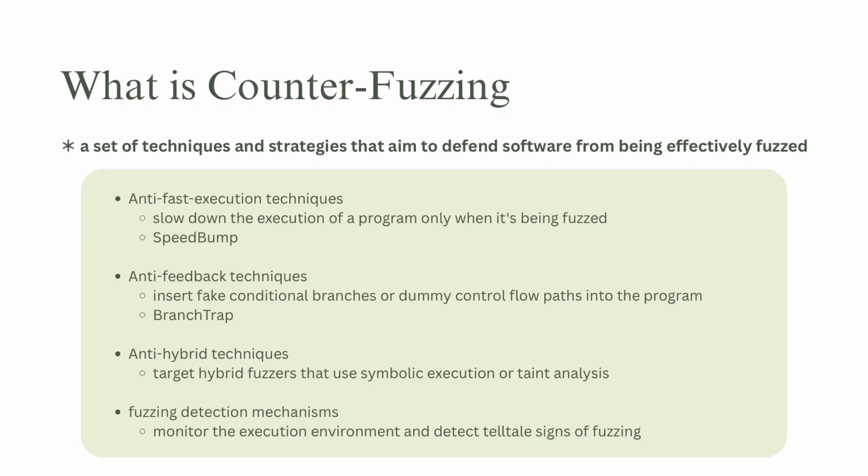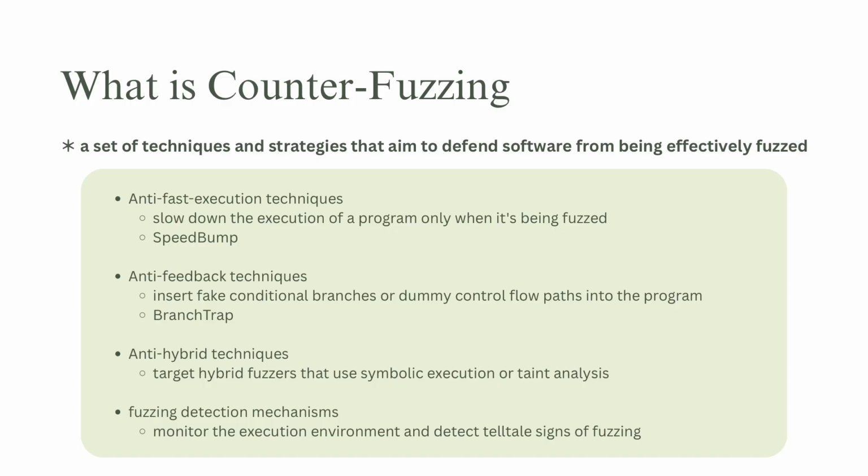While it's great for improving software robustness, attackers can also use fuzzers, especially advanced ones like AFL, HonggFuzz, or QSYM, to find previously unknown zero-day vulnerabilities in released binaries, particularly when the source code isn't available. This has created a new category of risks where even publicly distributed software becomes a target for black-box fuzzing attacks. This brings us to counter-fuzzing, a set of techniques and strategies that aim to defend software from being effectively fuzzed.